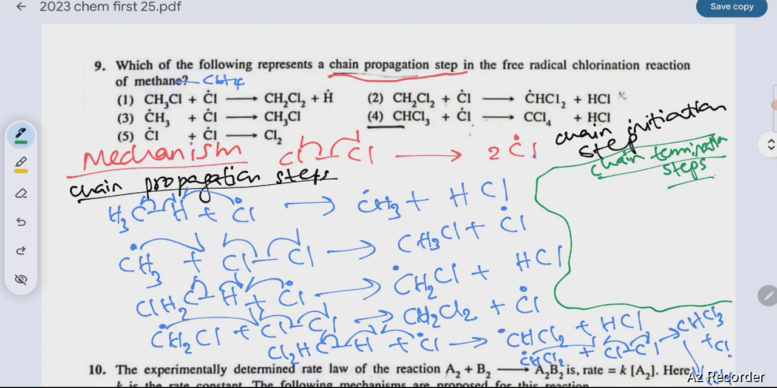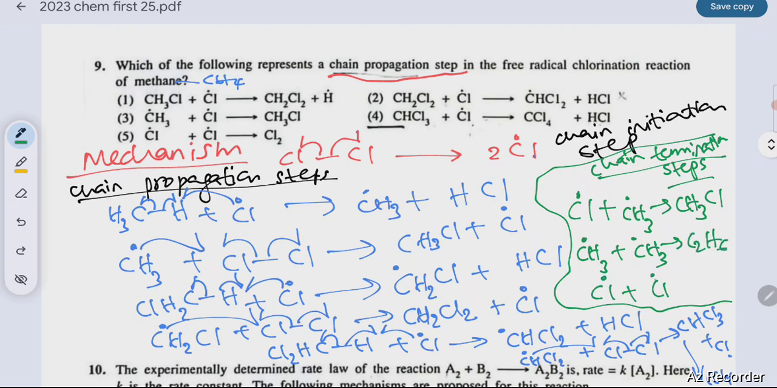So the chain termination steps, you all have to remember these steps, right? Cl dot plus CH3 dot: these radicals can join together and form CH3Cl. Then two CH3 can come together and form C2H6. Then two Cl can come together and form Cl2. So these are the chain termination steps.